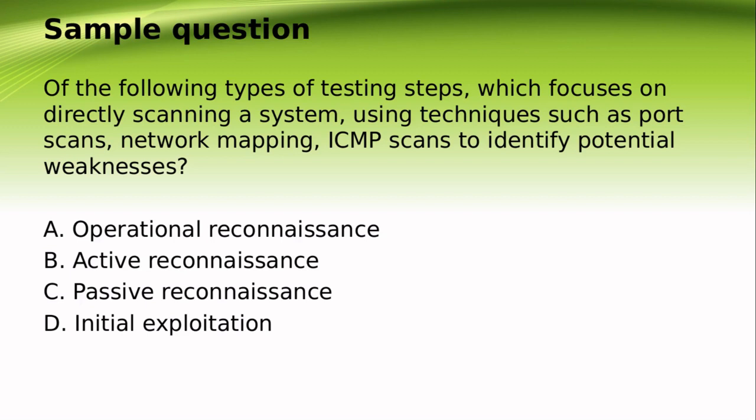Okay, next one. Of the following types of testing steps, which focuses on directly scanning a system, using techniques such as port scans, network mapping, ICMP scans to identify potential weakness? Answer: active reconnaissance. Okay, that's it guys.